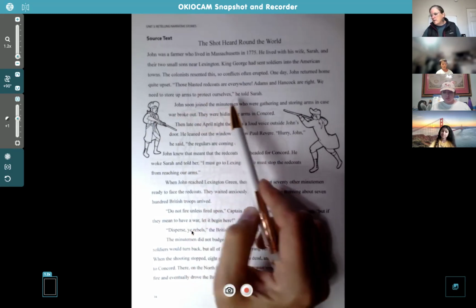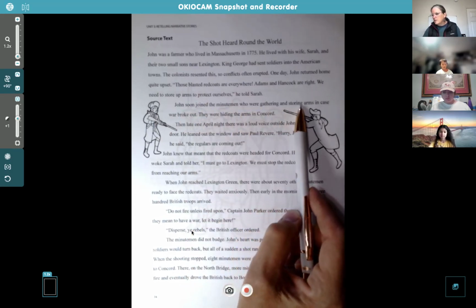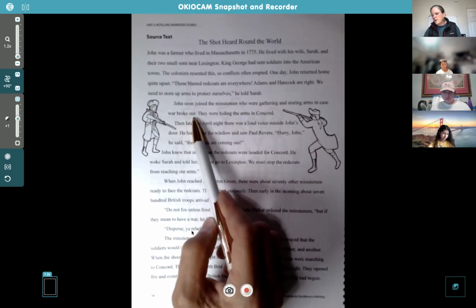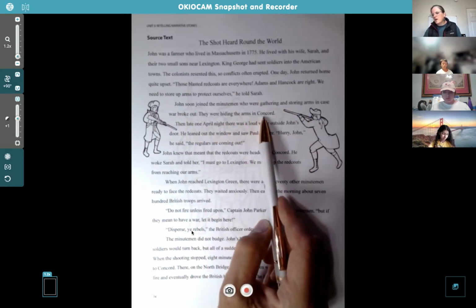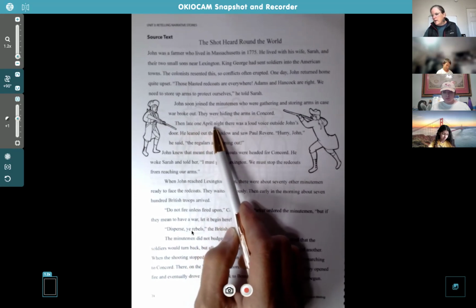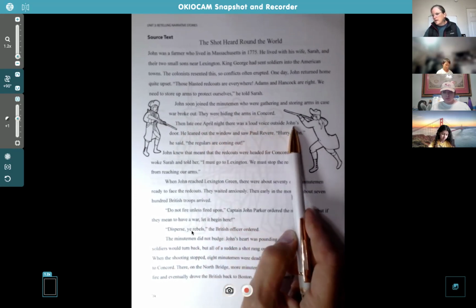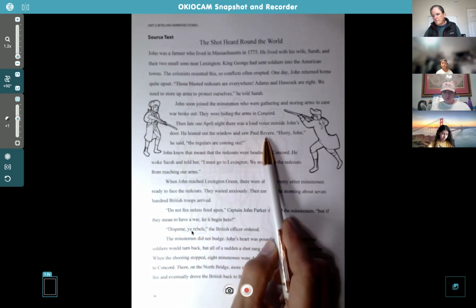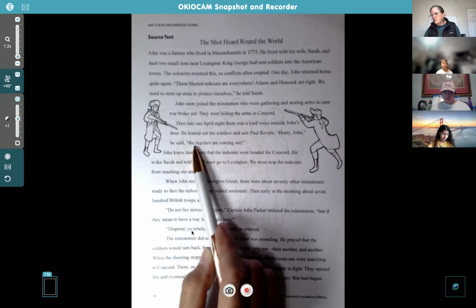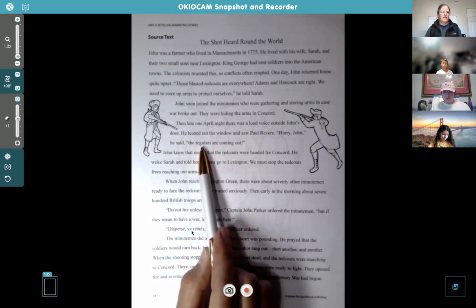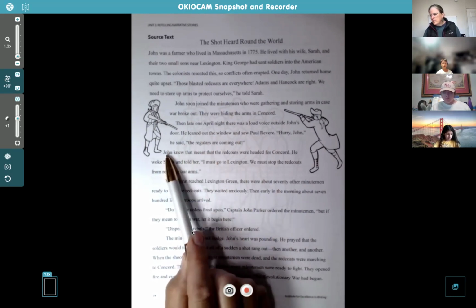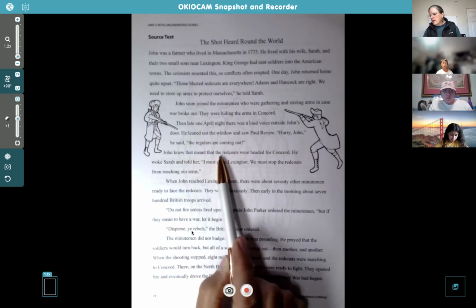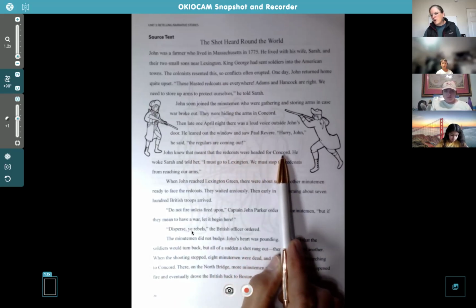John soon joined the Minutemen who were gathering and storing arms in case war broke out. They were hiding the arms in Concord. Then late one April night, there was a loud voice outside John's door. He leaned out the window and saw Paul Revere. "Hurry, John," he said. "The regulars are coming out." Okay, there's another term. The regulars are the redcoats or the British army, okay? The regulars. John knew that meant that the redcoats were headed for Concord.